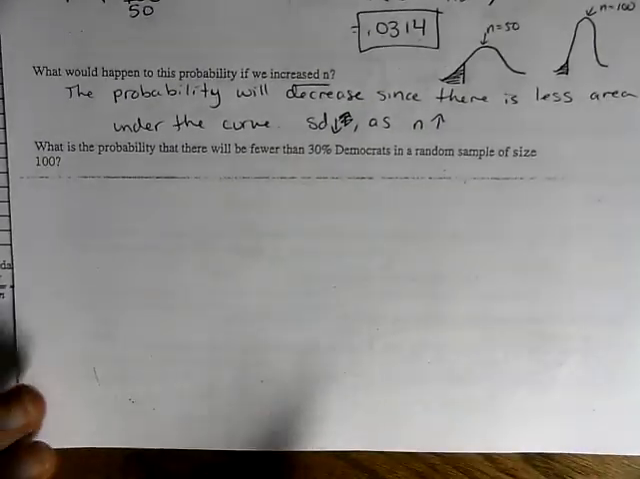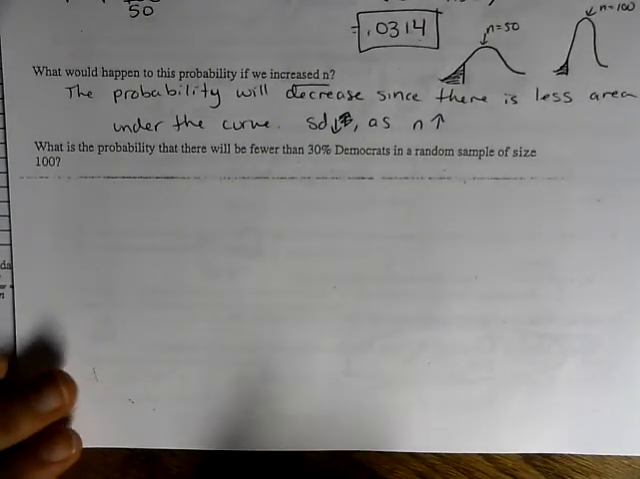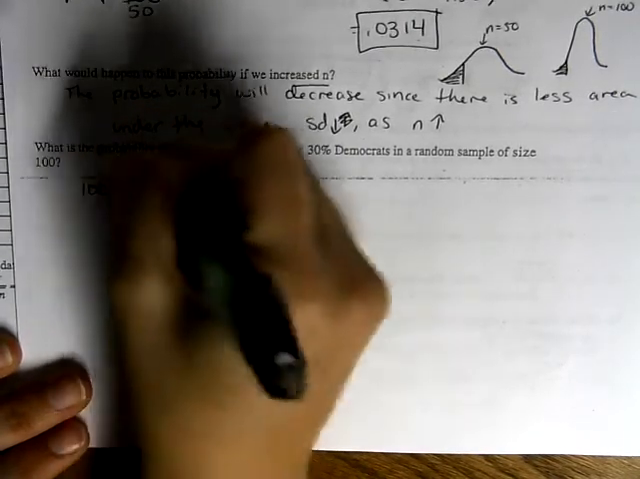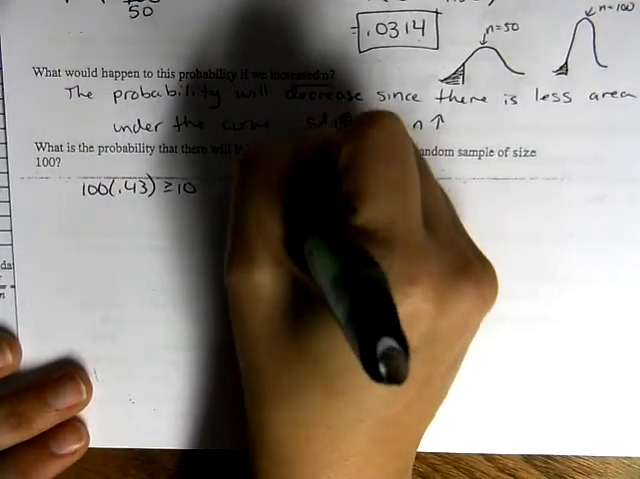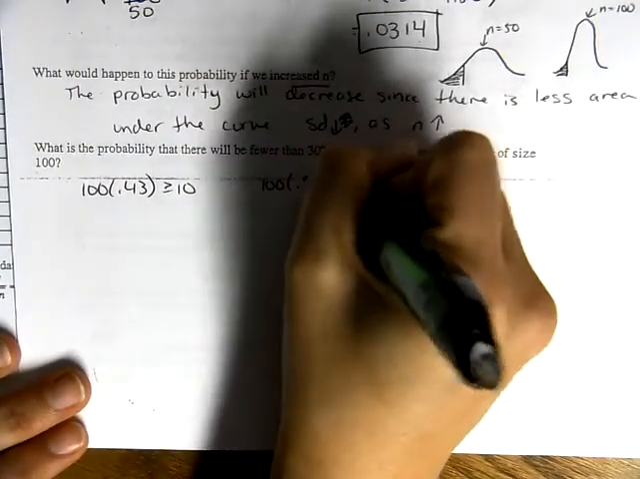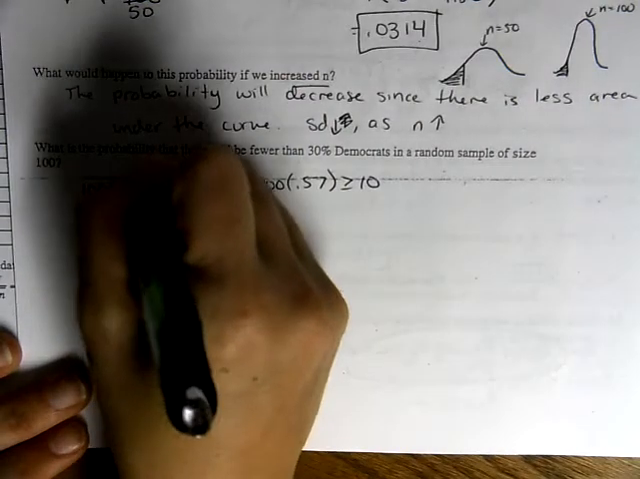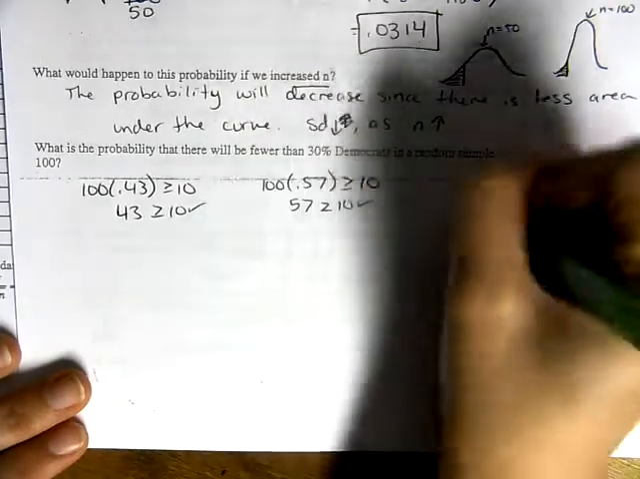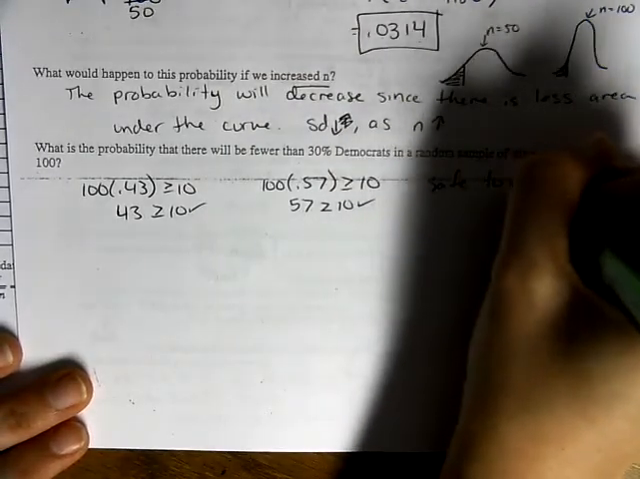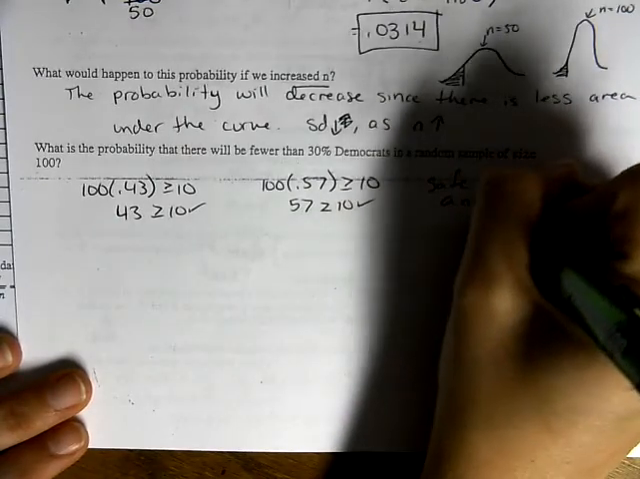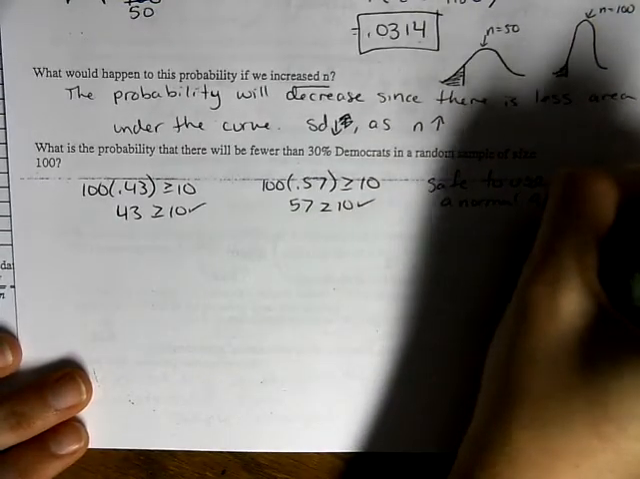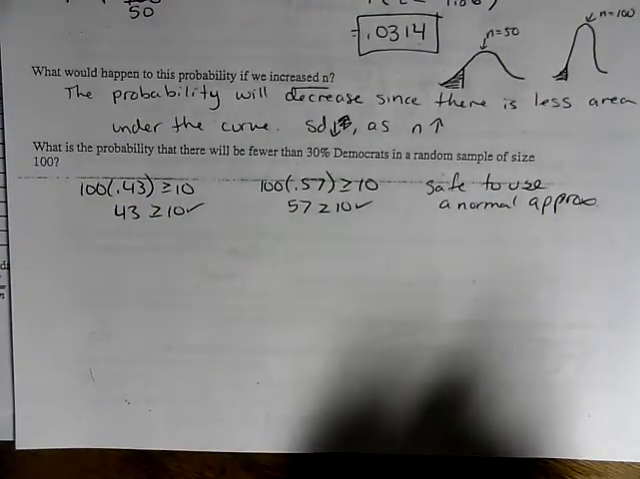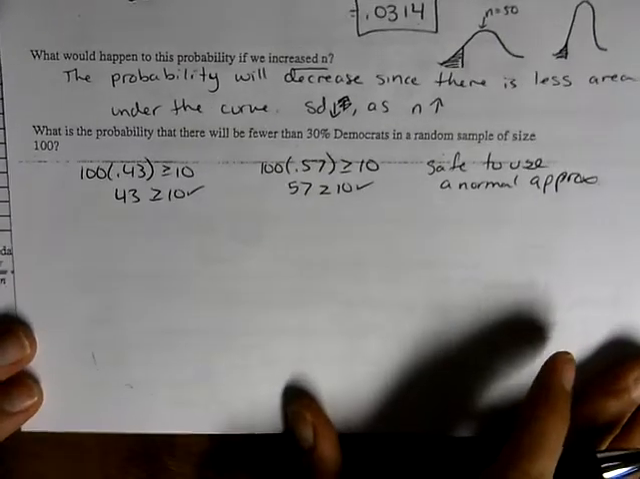Now, should we check that it's n times p, it's safe to use a normal approximation again? It's pretty easy because we're going to do 100 times 0.43 should be greater than or equal to 10, and 100 times 0.57 should be greater than or equal to 10, which is 43 and 57. So it's safe to use a normal approximation. And just get used to doing this. This is going to be one part of what we're going to do second semester, so it's good to just get used to that.